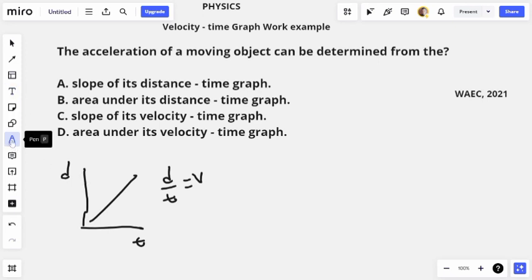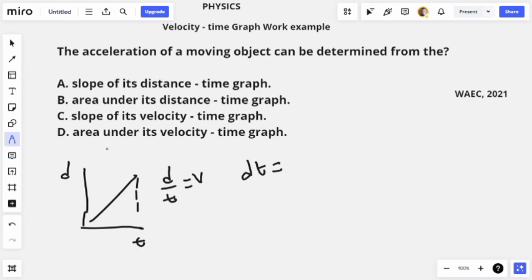The next one is area under its distance time graph. If you have an area here, which is usually length times breadth, in which you have distance times time, what will that give you? It will give you something we are yet to know. So B is not the answer.